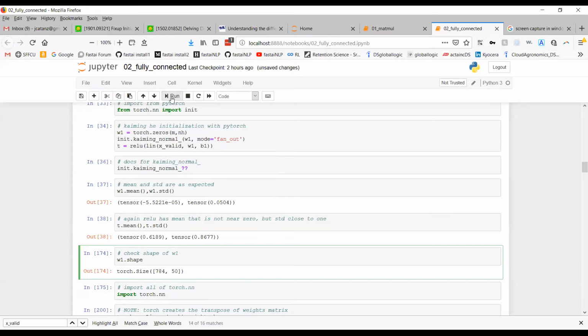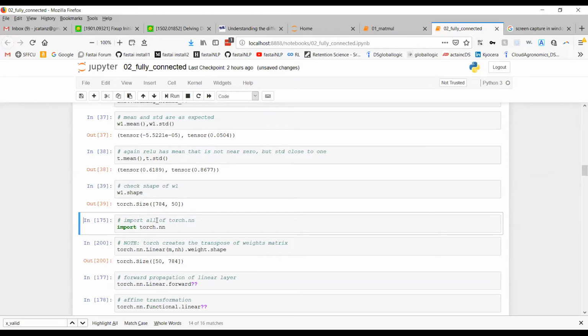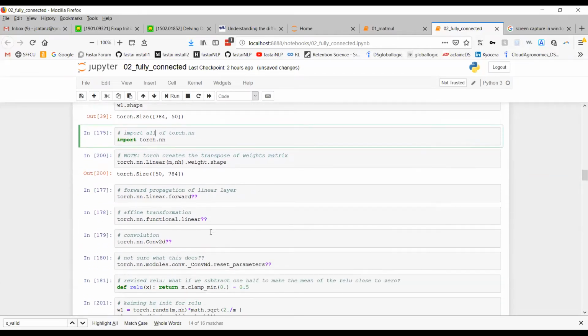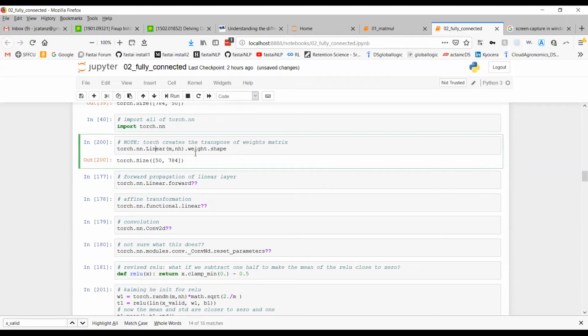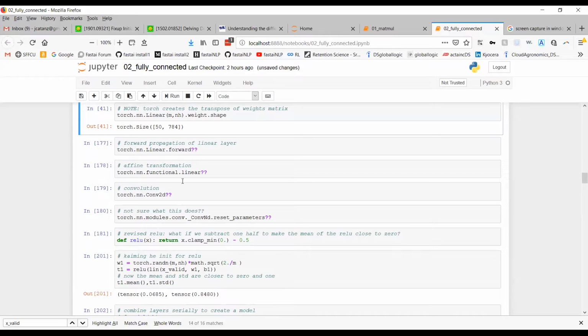Let's see. This is just reviewing ourselves. The shape of W1 is 784 by 50. Let me just go through the next few steps. He's importing the rest of torch.nn and looking at the shape of the weights matrix in PyTorch. And he points out that in PyTorch, the only difference is that it takes the transpose of the weights matrix the way we think of it. So its weights matrix is 50 by 784. And we just have to remember that as we go on.